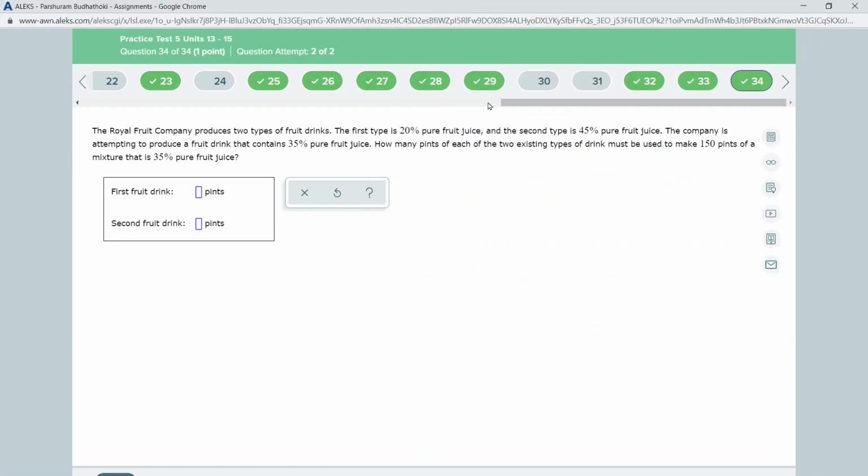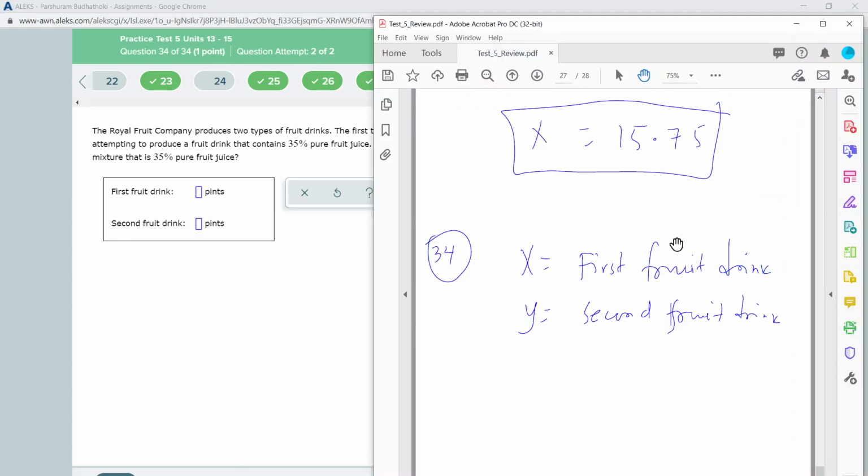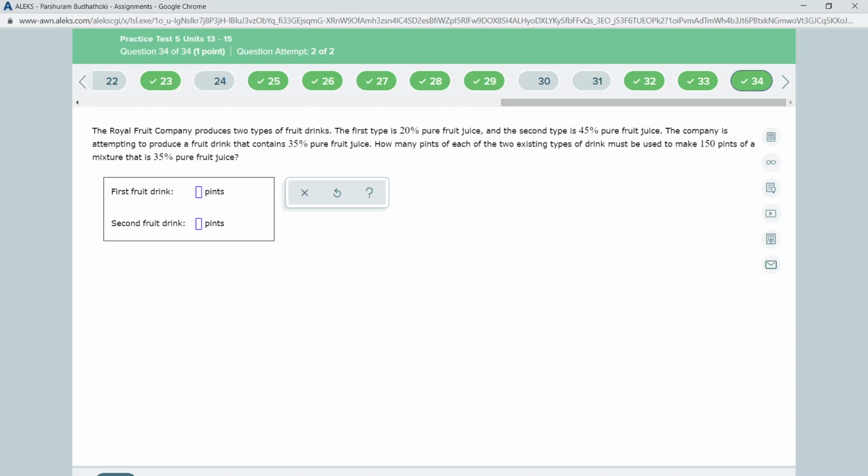Now go back to this problem and look here. The first type is 20% pure fruit juice. So there are two different types. We're using x pints from the first type, and from the other type we're using y pints. We're given that the first one is 20% pure drink, and the second one is 45% pure drink.